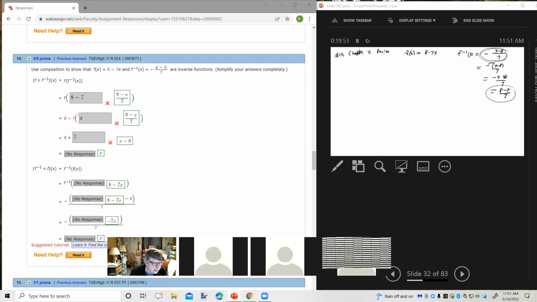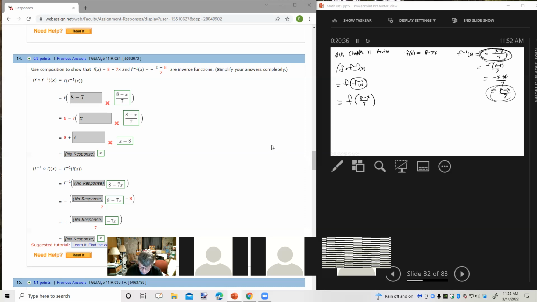So f composed with f inverse of x equals f of f inverse of x. Okay. And that's what they've got right there. Now, the next step is you would replace f inverse of x with this. So then you'd get that, which is what they've got in the box here. But again, you could have had this in there and also would have been correct. But just using what they did.